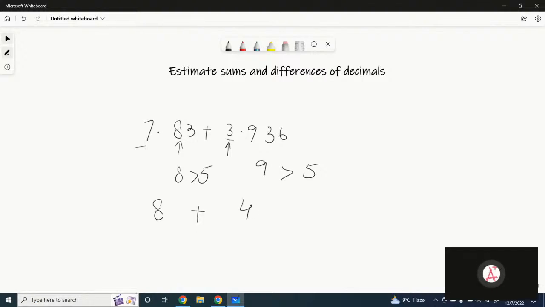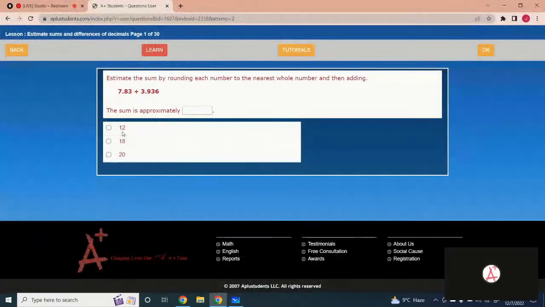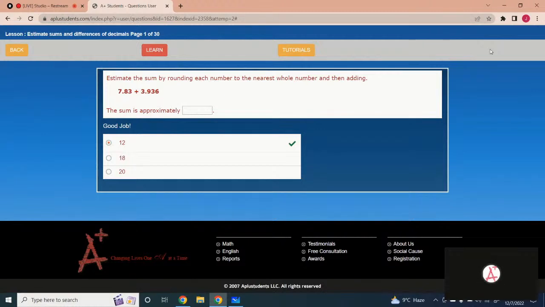So now you have rounded off both the numbers. Got it? 3.9 is rounded to 4 and 7.8 is rounded to 8. Got it? That means you have to now add the numbers. 8 plus 4 is 12. Got it? So the sum is 12. Approximate sum it is because we estimated the numbers. Got it? So select the correct option and click on the OK button.